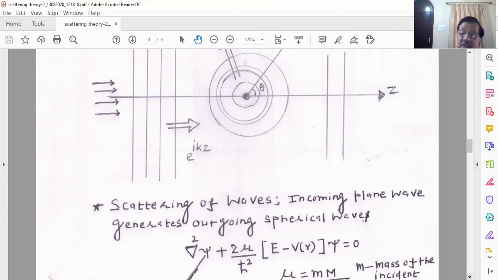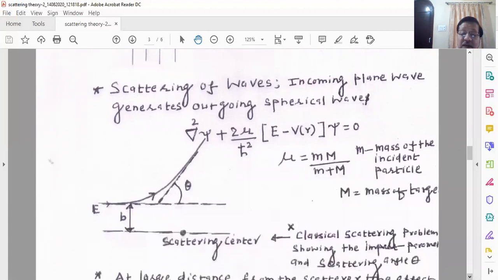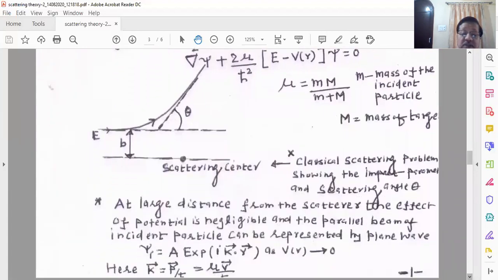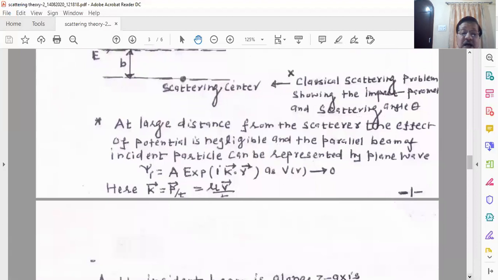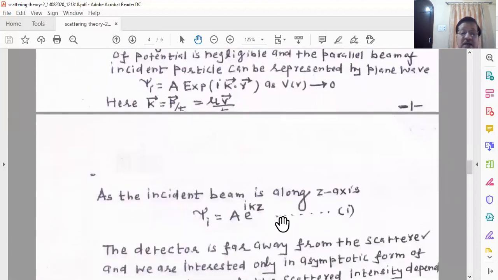So this is the expression of the plane wave which I wrote down for the incident wave. I consider this as equation number one. Z is the direction, the particle is moving along the z axis.